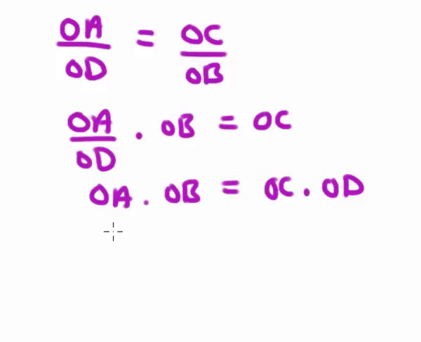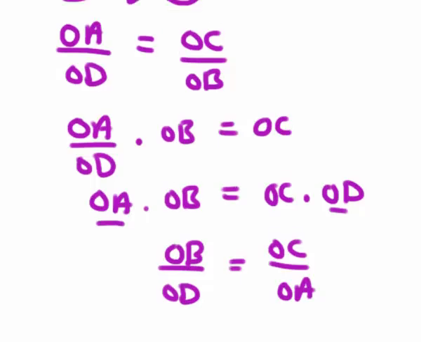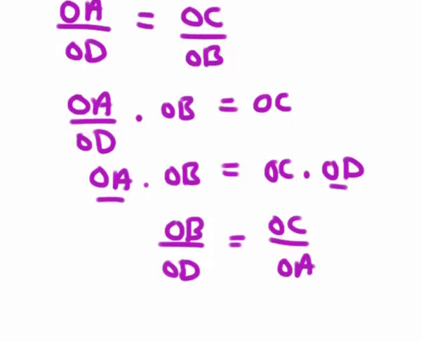So if I divide both sides by OD, it will go underneath the OB, and if I divide both sides by AO, the OA goes underneath the OC. So we've got OB over OD is OC over OA. So all you have to do, think about this, is that OA just goes underneath on the other side, and OD goes underneath on the other side. So that's fairly tricky, but not too difficult to visualize if you think about it.